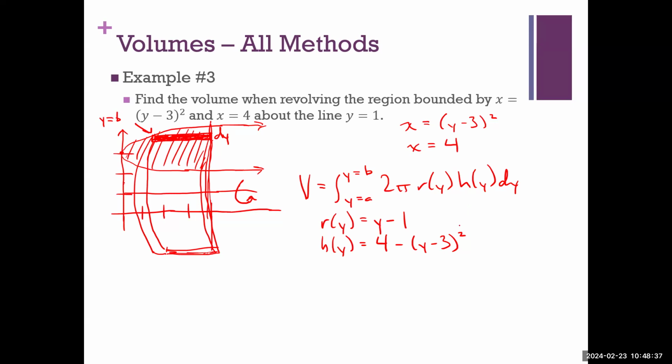Something else I want to point out is something we said a while ago. I'll ask it again. When we're doing the shell method, should the radius and the height always be perpendicular to each other? In this case, we said the radius was a change in y, right? Does it make sense then for the height to be a change in x?